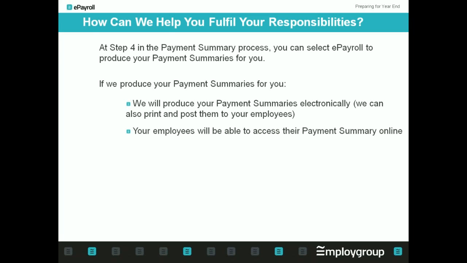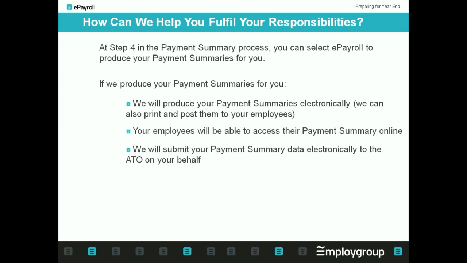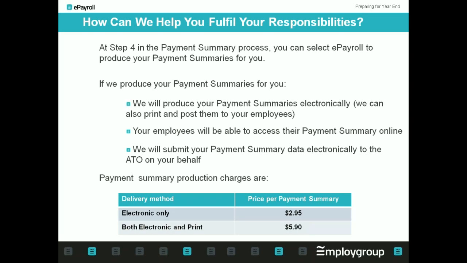As I said, your employees will be able to access their payment summary online, and we will also submit your payment summary data electronically to the ATO on your behalf. There are charges for the payment summary production, so electronic only is $2.95 per payment summary. If you want us to print those as well, then there's an extra $2.95 per payment summary, so the cost ends up being $5.90 per payment summary.